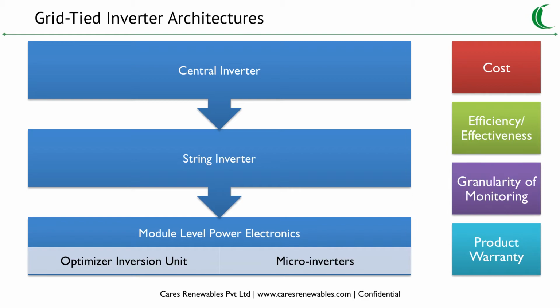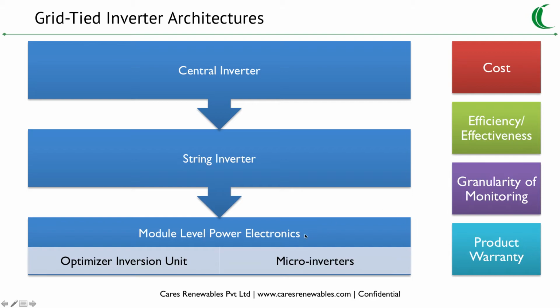I explained strings earlier as a number of modules connected in series using a DC wire. So that's the difference between a central and string inverter. The key difference is the size of the system and the number of MPPTs which you have in the system to manage a certain number of modules.